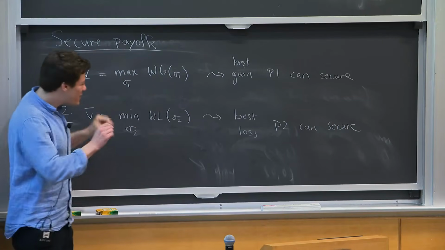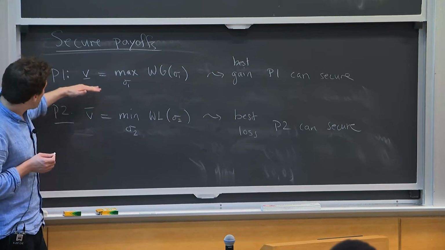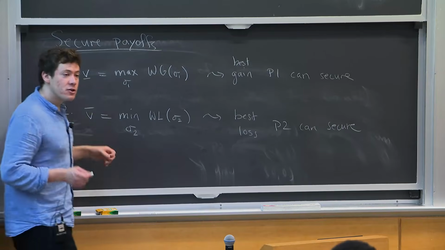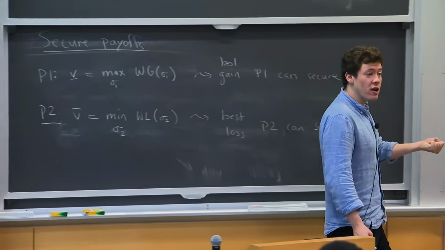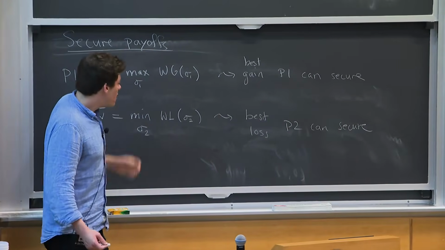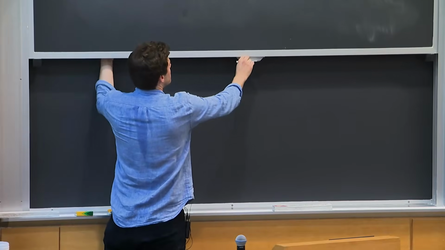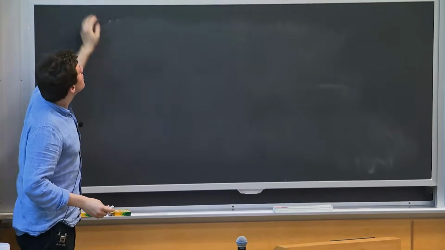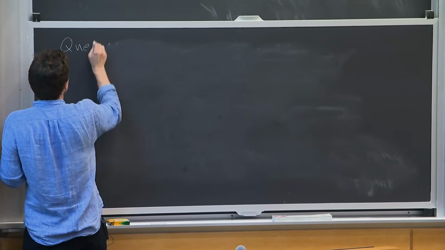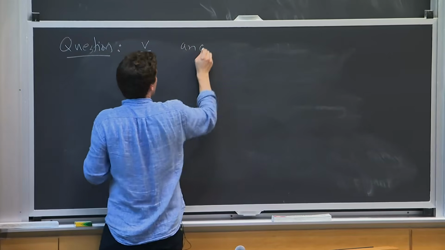And now we can see it starts to get a little confusing as we look at the min of the max. But what we'd like to understand is the relationship between these two numbers. So the gain that player 1 can secure and the loss that player 2 can secure. Let's go down here and try to think about this. So the first question we want to understand is, what is the relationship between V lower bar and V upper bar?